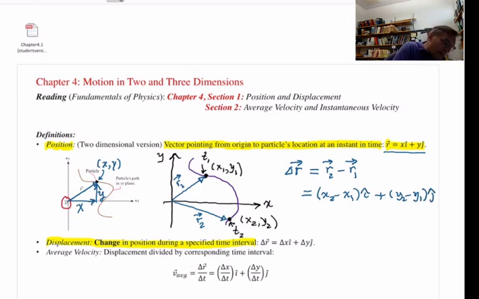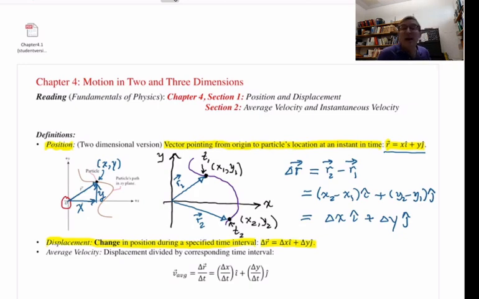You'll see your book writing this as follows. x2 minus x1 is just a change in x, so they'll call that delta x times i hat. And y2 minus y1 is the change in y, so they'll denote that delta y, so delta y times j hat. And that's the expression I have on the screen: delta r arrow equals delta x times i hat plus delta y times j hat.